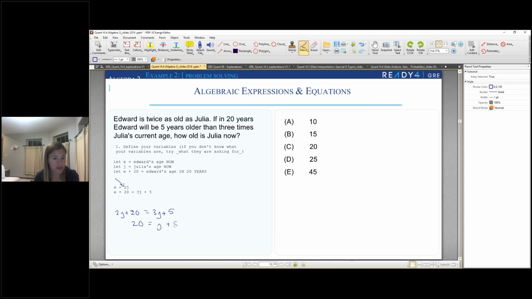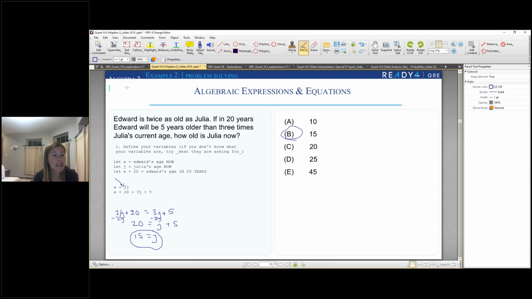So just subtract 2J on both sides. These cancel. So I'm left with 20 is equal to J plus 5. 15 is equal to J. So now I found this number. In the last step, the other place that people tend to go wrong is they get a number, but then they don't check that it's actually what they were asking for. So 15 is Julia's age now. And so I want to check, is that what they're asking? How old is Julia now? Great. So 15. Julia's 15. So the answer is B.